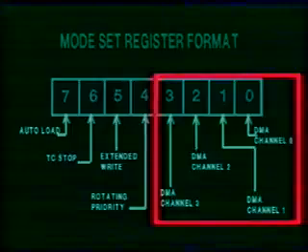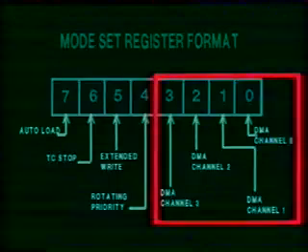The same thing happens to channel 1 if the bit D1 gets a 1 or a 0 value. Channel 2 is enabled or disabled by putting a 0 or a 1 in bit D2. Channel 3 is enabled or disabled by putting a 1 or a 0 in bit D3. So, the lower nibble of the mode set word is only used to enable or disable one out of the 4 channels available in the DMA controller.